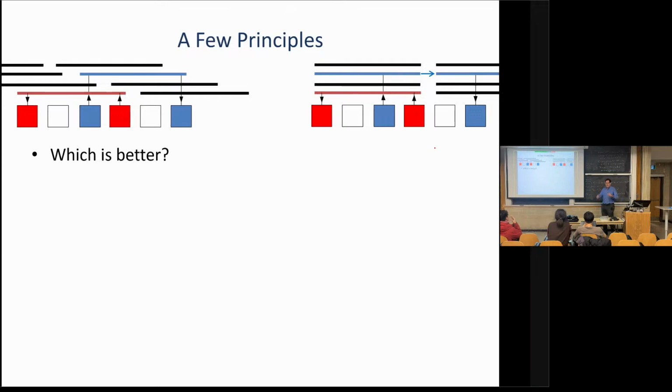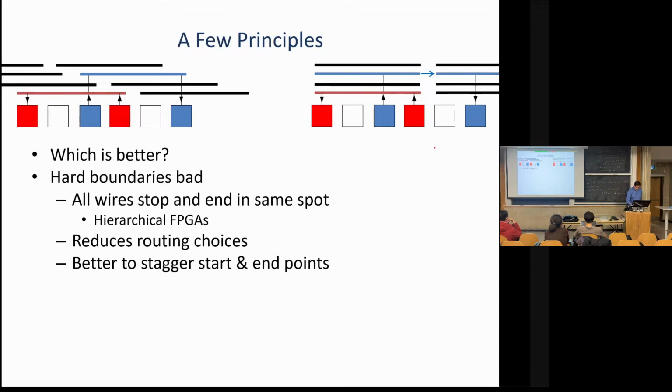Yeah. So you get a routing hotspot because, at that location, everything ends up getting off there. Yeah, I guess that's one way of thinking of it. You've got fundamentally fewer choices. So with the same area, if you can give more choices to your tools, it's better. So try to avoid hard boundaries where wires stop and end in the same spot. Staggering your start and end points of wires is better.